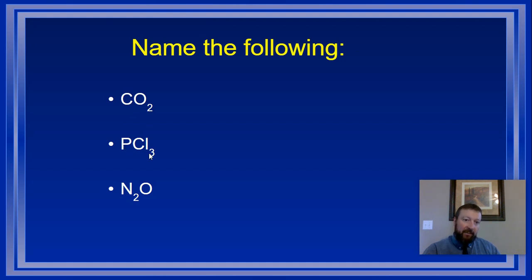Going the opposite way, we got 1 carbon, so we just say carbon, and then 2 oxygen is dioxide. Phosphorus trichloride, and then dinitrogen monoxide, because there's only one of them. If there's one in the first one, you never have to give any prefix, but if there's a 2, 3, 4, or whatever, you do have to give the prefix in front. And then don't forget the monoxide. A lot of people want to say dinitrogen oxide.